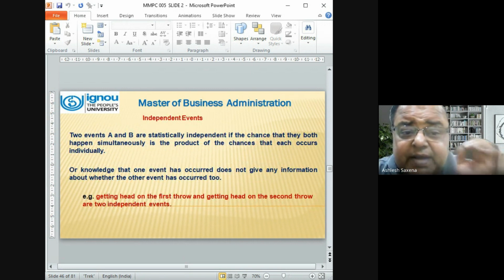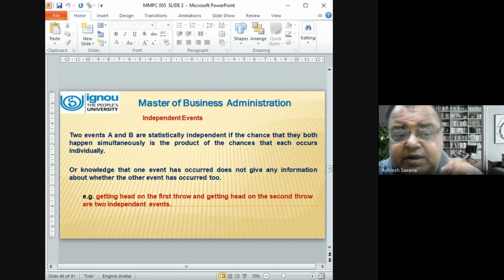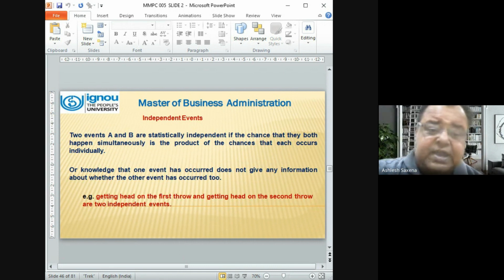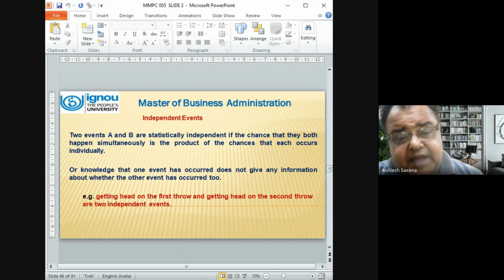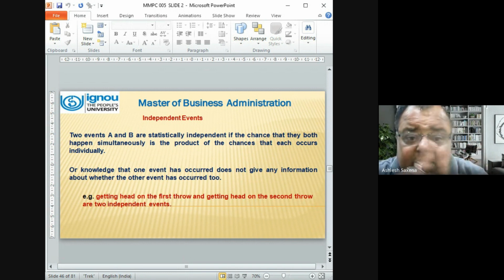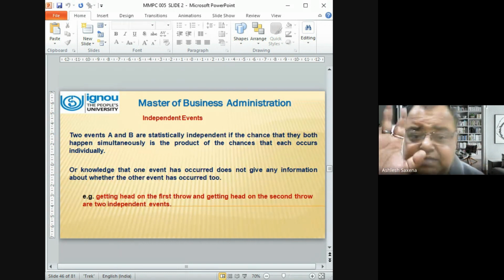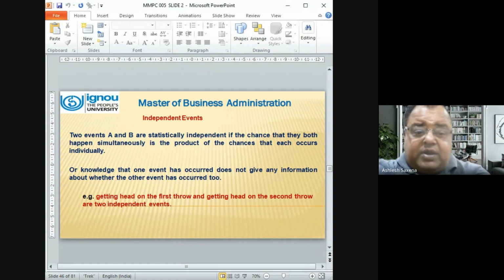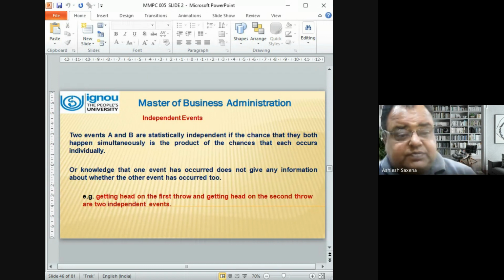Then come independent events. Two events A and B are statistically independent if the chance that they both happen simultaneously is a product of the chances that each occurs individually. In independent events, we have to multiply the probabilities of the two events. Keep this in mind. Or, knowledge that one event has occurred does not give any information about whether the other event has occurred too.